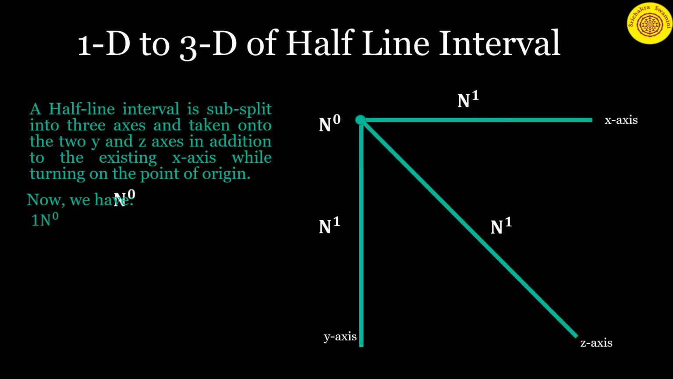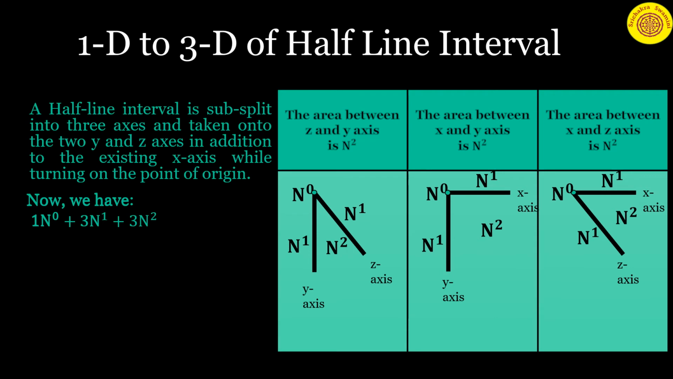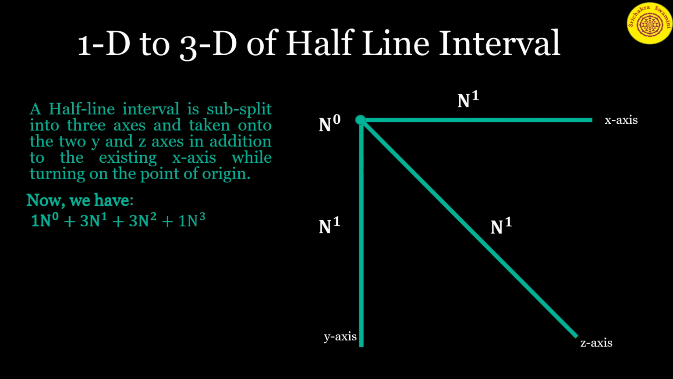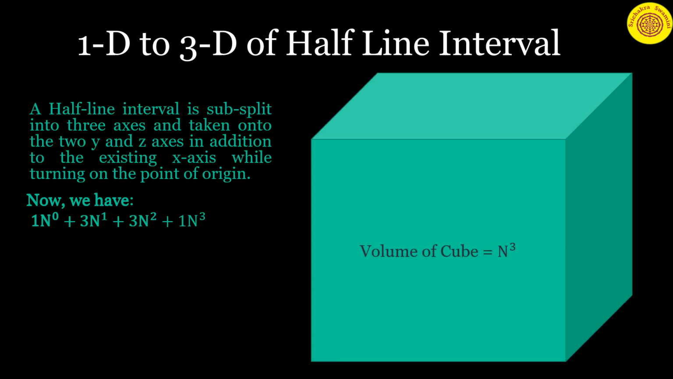Now we have 1n raised to 0 plus 3n raised to 1 plus 3n raised to 2, that is the area between the z and y axis is 1n raised to 2. The area between the x and the y axis is another n raised to 2. The area between the x and z axis is the third n raised to 2, plus 1n raised to 3. The volume of the cube is equal to n raised to 3.